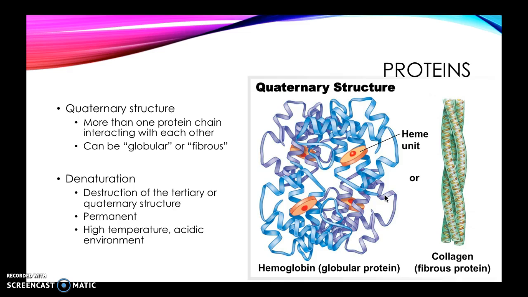These can be either globular or fibrous proteins. Notice here that hemoglobin is more rounded in structure, and there are two blue and two purple protein chains, and that collagen is a long, straight molecule. And so because it's rounded, it's called a globular protein. Because this is long and straight, it's called a fibrous protein.